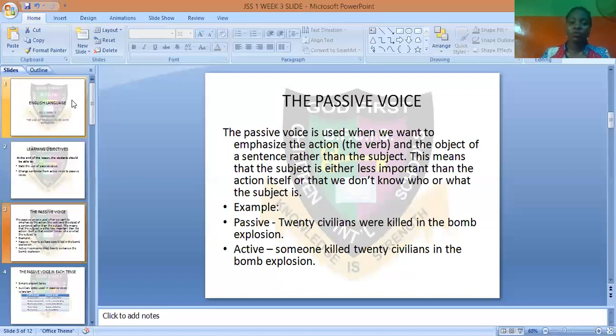The passive voice is used when you want to emphasize the action and the object of a sentence rather than the subject. Unlike the active voice, where the subject in the sentence is the doer or the performer of the action, in the passive voice, the subject is the receiver or the recipient of an action. This means that the subject is either less important than the action itself, or that we don't know who or what the subject is. Example of a passive voice sentence: 20 civilians were killed in the bomb explosion.